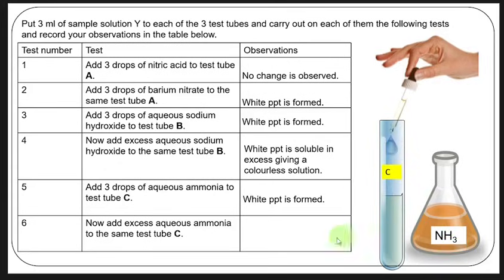They have again dissolved. So you are going to record that the white precipitate is soluble in excess, giving a colorless solution. So these are your results that you have now collected. Now you need to analyze them to know what is in sample solution Y. You had put it into 3 test tubes labeled A, B, C, and to each one of them you have done these tests. All right, so you get your result.